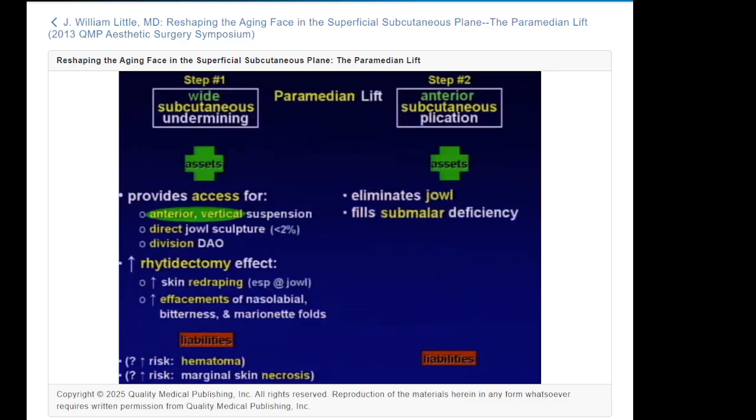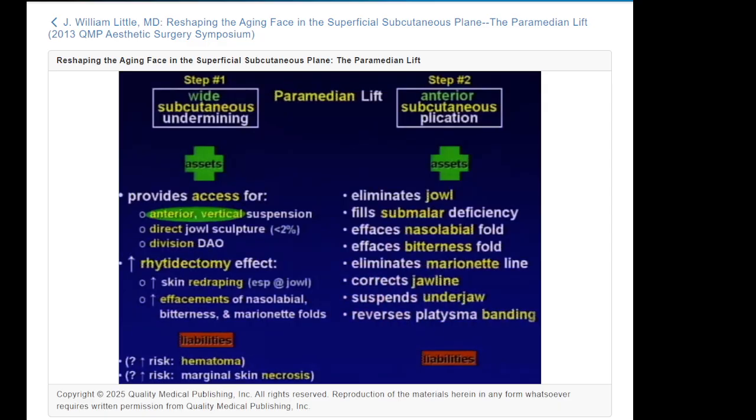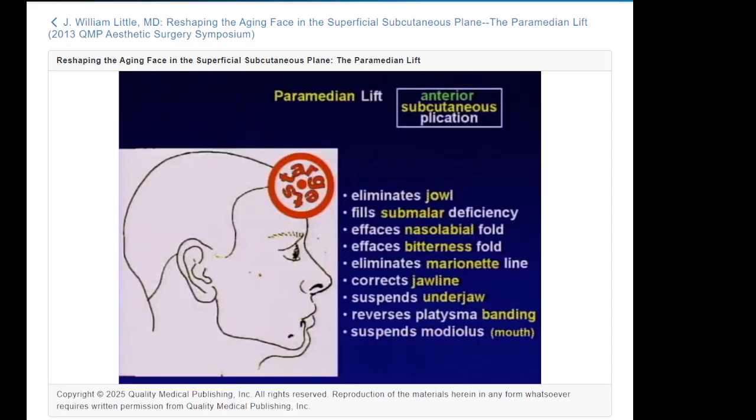Well, it eliminates the jowl, and it fills the submalar deficiency with the jowl. It effaces the nasolabial fold better than I could do otherwise, eliminates the marionette folds, corrects the jawline, suspends the underjaw, reverses the platysma banding, and suspends the modiolus, and with it, to a degree, the mouth. And I know of no disadvantages about working up front once you're there.